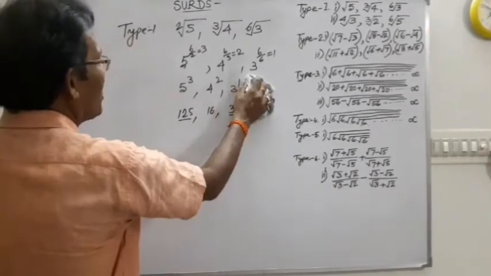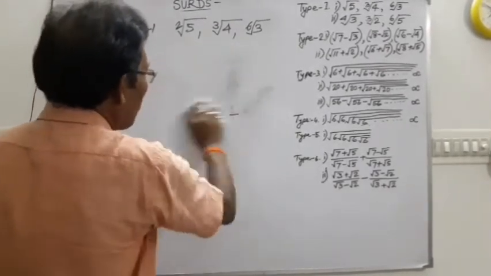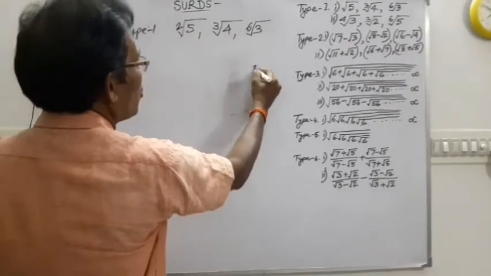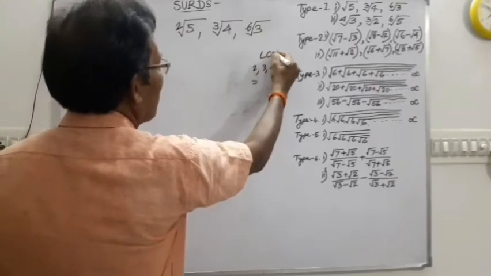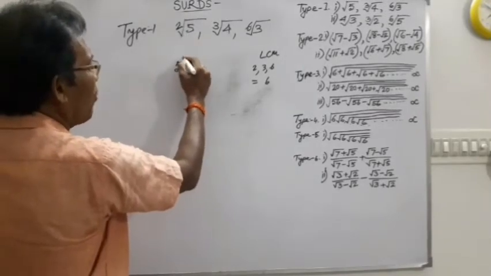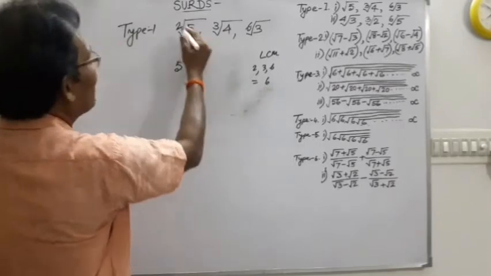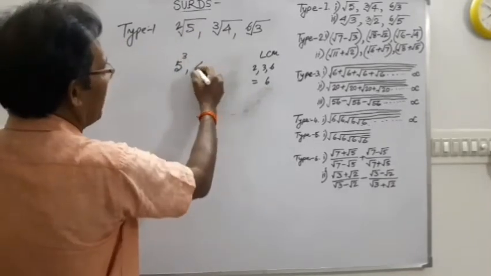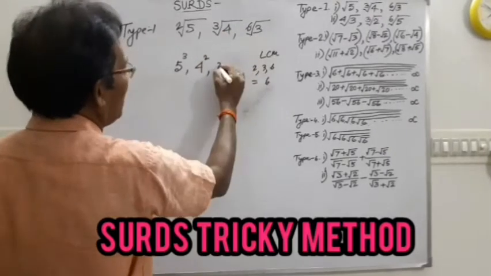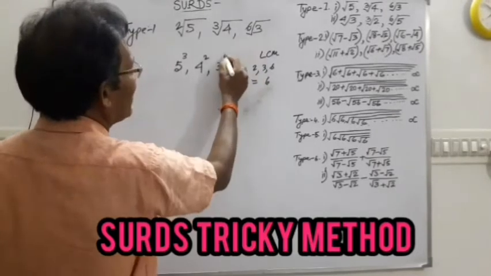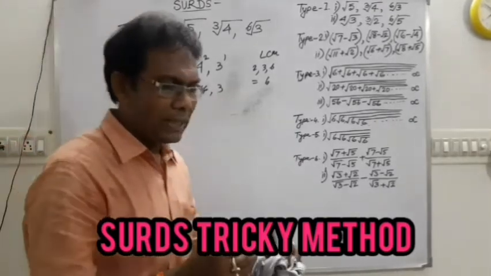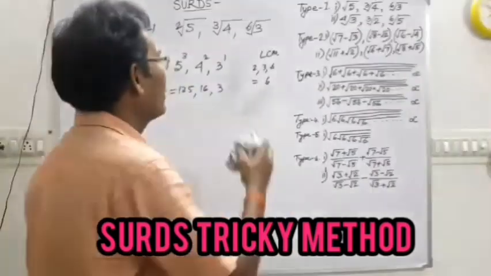So easily we can calculate the ascending order and descending order. Again, I repeat, first we find the LCM of the root indices, that is 2, 3, 6. So the LCM is 6. Now the power of 5 will be 6 divided by 2, that is 3. The power of 4 will be 6 divided by 3, that is 2. The power of 3 will be 6 divided by 6, that is 1. So 125, 16 and 3. So easily we can calculate the ascending order and descending order.